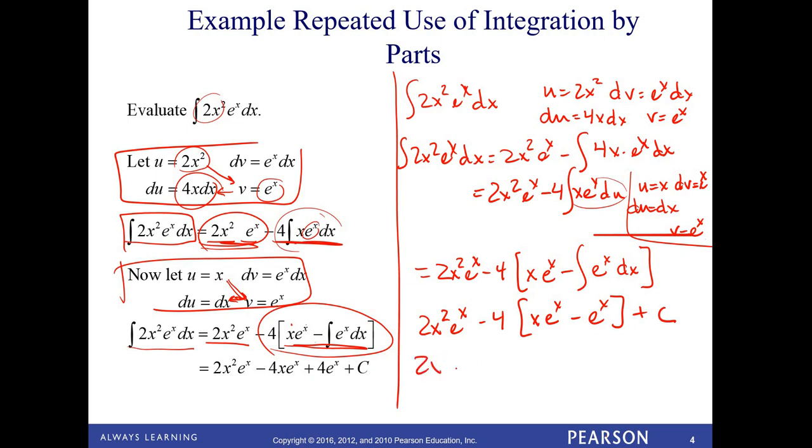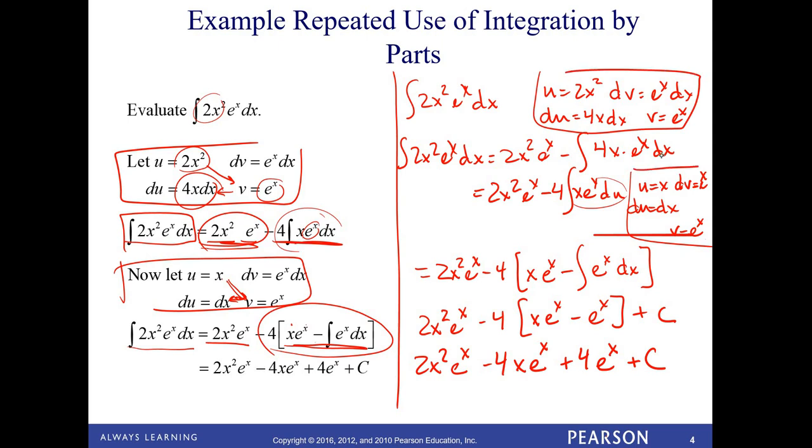Distribute the 4: minus 4x e to the x plus 4 e to the x plus c. So again, what I like to do is just set these pieces off to the side so that our work can go straight down. So this required repeated use of integration by parts.